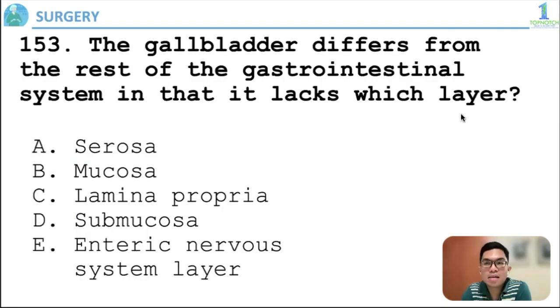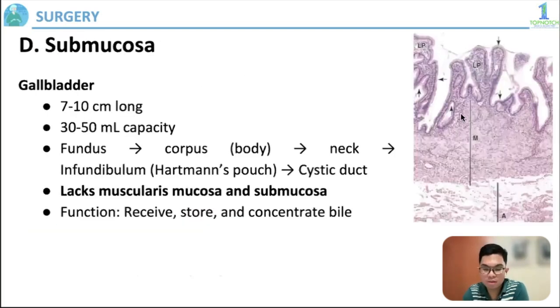Next, which layer in the wall does the gallbladder lack? It's your submucosa. So the peculiar thing sa gallbladder, no, it does not have a submucosa. So the gallbladder, important din tong number sa anatomy, no, or baka tanongin sa surge, 30 to 50 ml yung normal capacity niya. So from the fundus, yung pinakadulo, the corpus or the body, then the neck, the infundibulum or the Hartmann's pouch, and then your cystic duct.